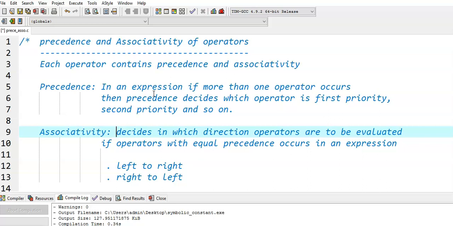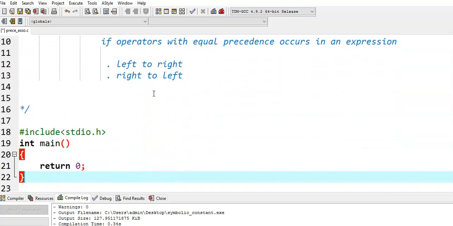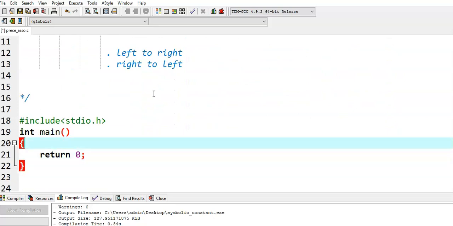That means if equal precedence operators occur in an expression, then associativity decides in which direction the operators are evaluated or executed. There are only two directions, left to right or right to left. They are called left to right associativity and right to left associativity. So we see with an example to clarify both precedence and associativity.